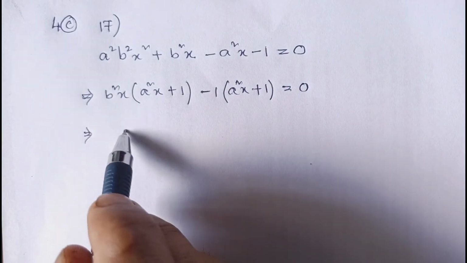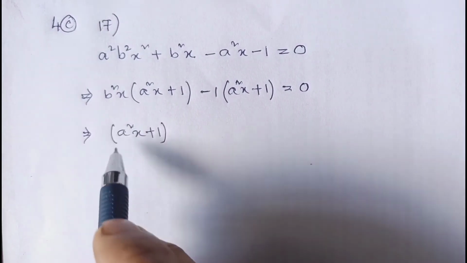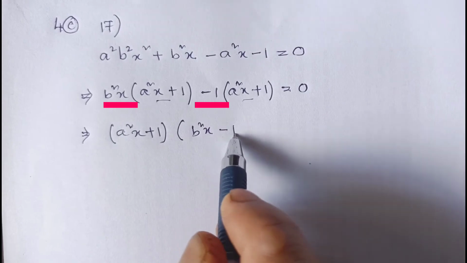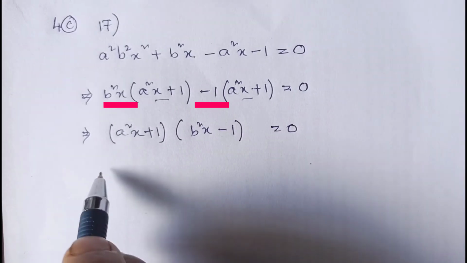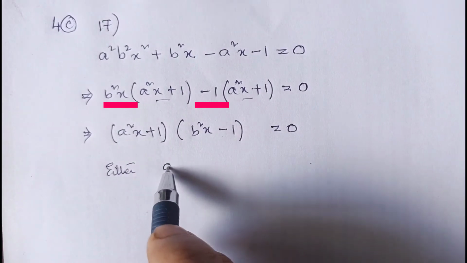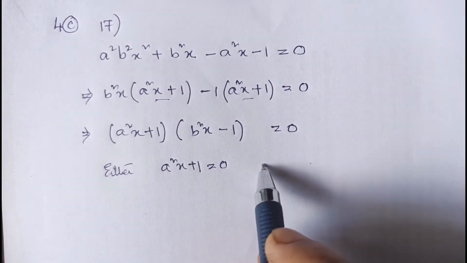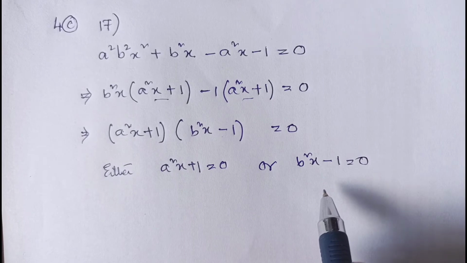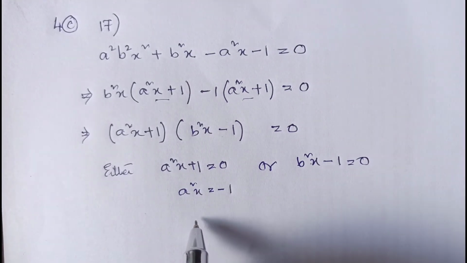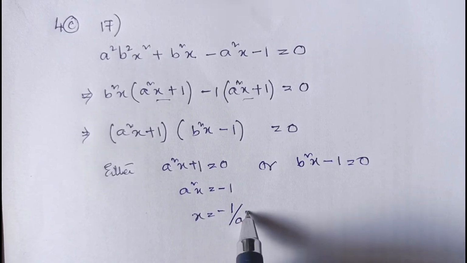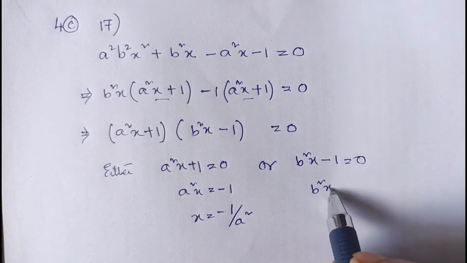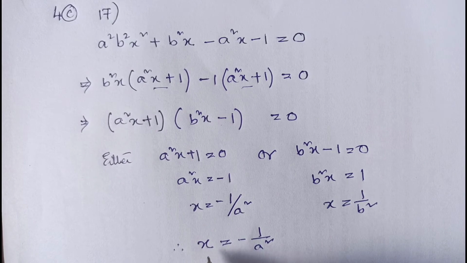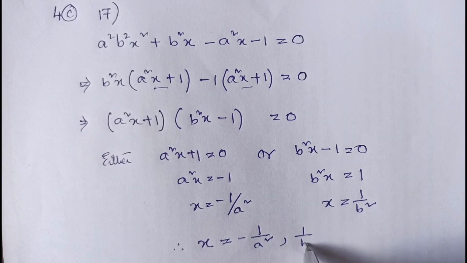Now a square x plus 1, here also a square x plus 1, it can be taken common, so it will be a square x plus 1. If I take this part and this part common, then we are left with b square x minus 1 equals to 0. Now we can say either a square x plus 1 equals to 0, or the other part, b square x minus 1 equals to 0. A square x will be minus 1, so x will be minus 1 divided by a square, and here b square x will be equal to 1, so x will be 1 by b square. Therefore the required roots of the equation are minus 1 by a square and 1 by b square.